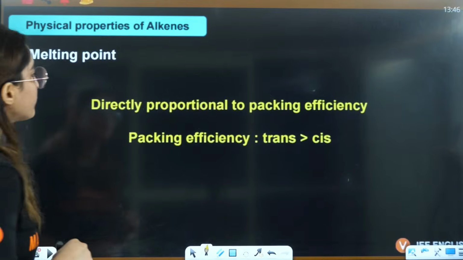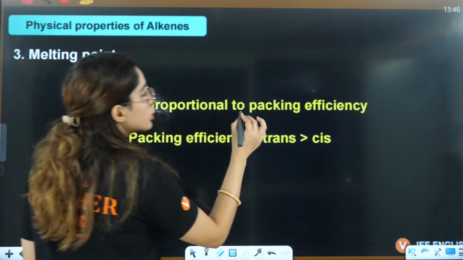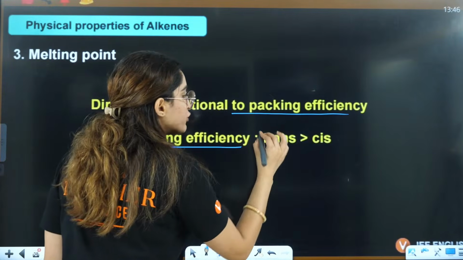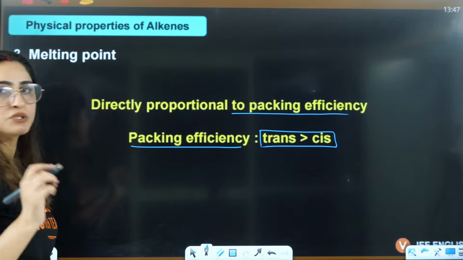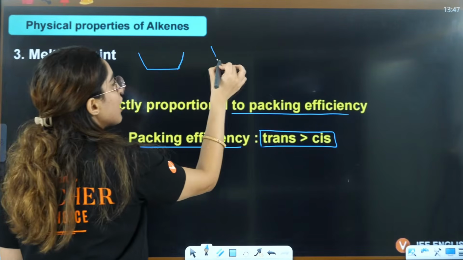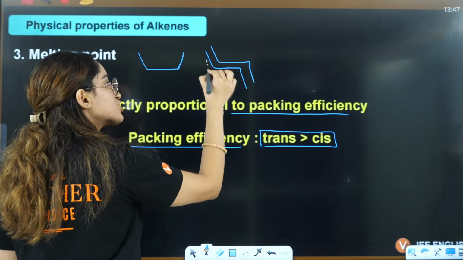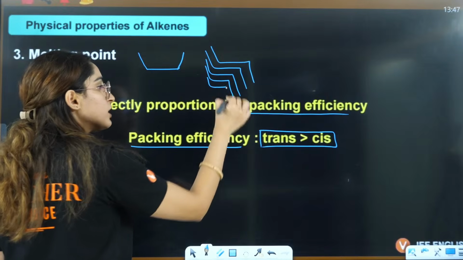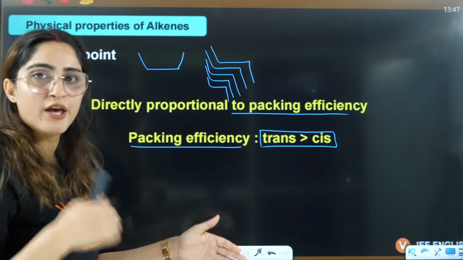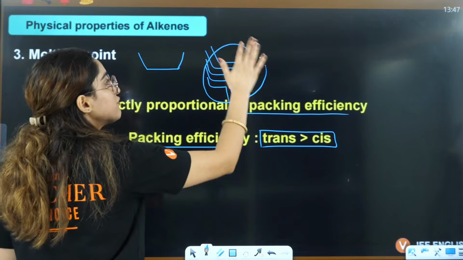So, melting point. If you talk about the melting point, it is directly proportional to packing efficiency. The packing efficiency of trans is more as compared to cis. If you see, cis will look like this and trans will look like this. It's like a chair, right? You have one chair, you can put another chair on it, and so on. So that is your packing efficiency.